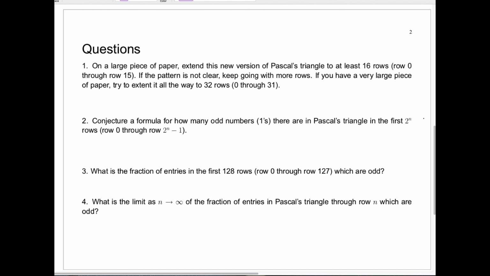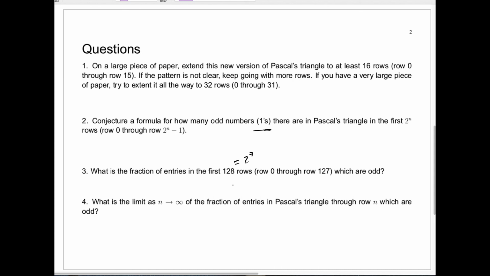Conjecture a formula that tells you exactly how many odd numbers you have in the first 2 to the n rows. See if you can guess for any number n. For n equals 3, we just wrote down the answer there. Question to you is, what fraction of the first 128 rows, 128 of course, is 2 to the 7th, what fraction of the entries are odd in Pascal's triangle? In other words, how many are ones?